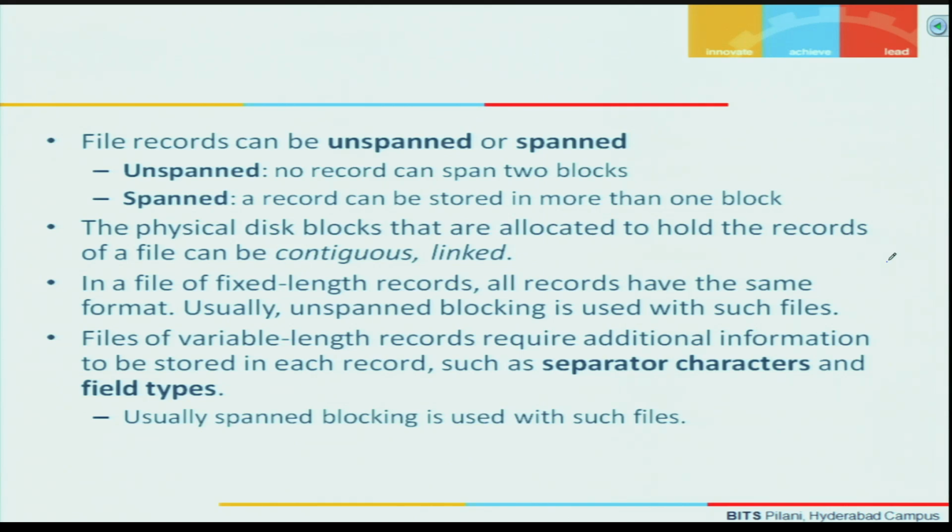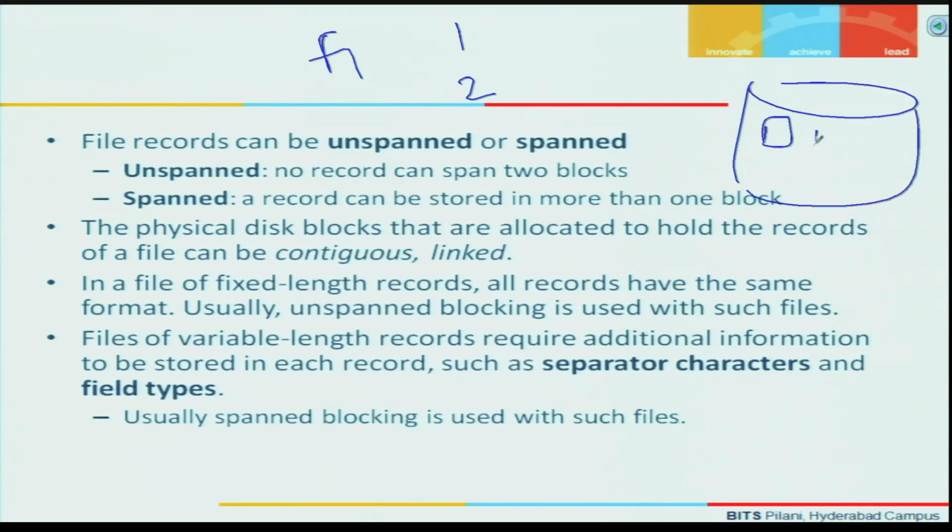The physical disk blocks that are allocated to hold the records of a file can be contiguous or linked. That is what I have described in the previous discussion. That means block 1 of file 1 and block 2 of file 2, actually on the physical disk, block 1 can be stored here, and block 2 can be stored somewhere else, and then from here to here you have a link which makes the access or navigation from one block to another block easy.